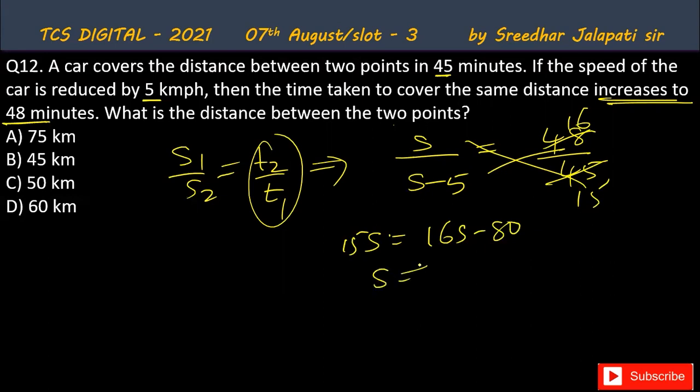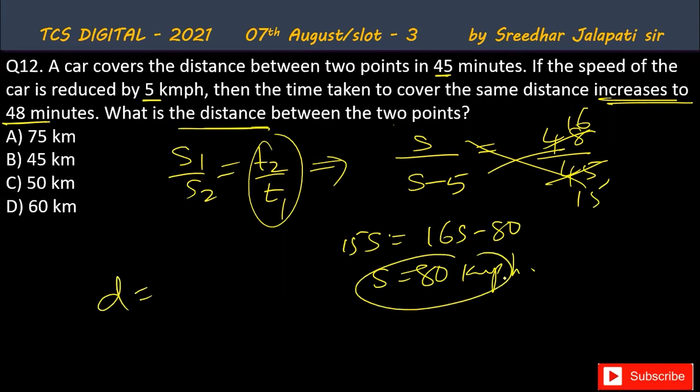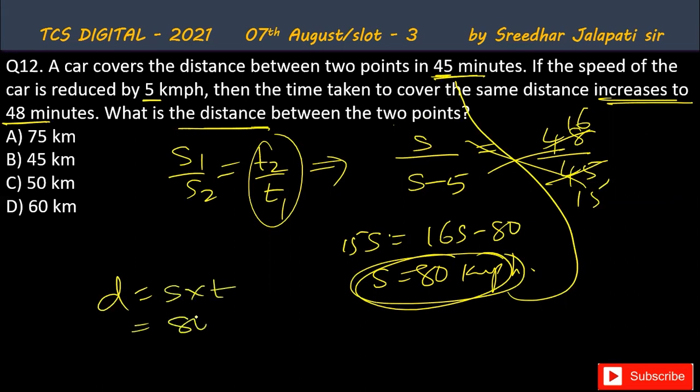So that implies S is equal to 80. S is nothing but speed, 80 km per hour. But you are asked to find distance. So distance is initially for this 80 kilometers. How much time, initially at 80 km per hour, for how much time did he travel? 45 minutes. So distance is speed into time, that is 80 km per hour.